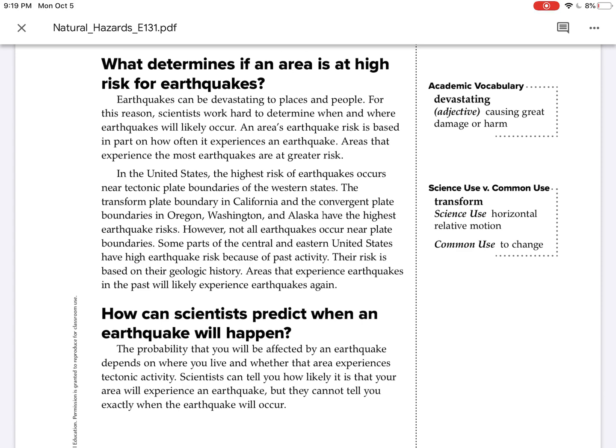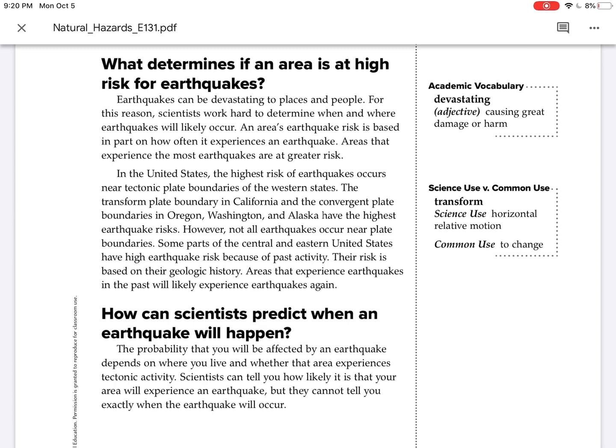What determines if an area is at high risk for earthquakes? Earthquakes can be devastating to places and people. For this reason, scientists work hard to determine when and where earthquakes will likely occur. An area's earthquake risk is based in part on how often it experiences earthquakes. Areas that experience the most earthquakes are at greater risk. In the United States, the highest risk for earthquakes occurs near plate tectonic boundaries of the western states. The transform plate boundary in California and the convergent plate boundary in Oregon, Washington, and Alaska have the highest earthquake risk.